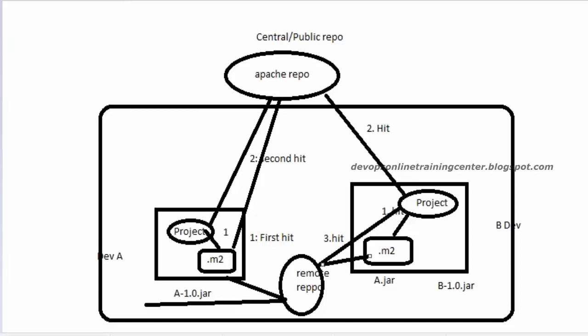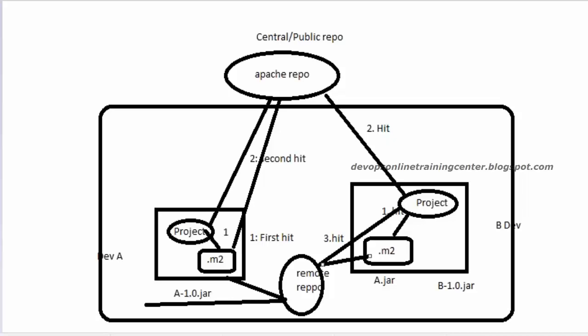Is .m2 the industry standard name, or is it called different in different places? It's a Maven given name. It's not about industry. It's Maven's name actually. Maven creates the .m2 automatically. You don't have to worry about it. It will create .m2 automatically.